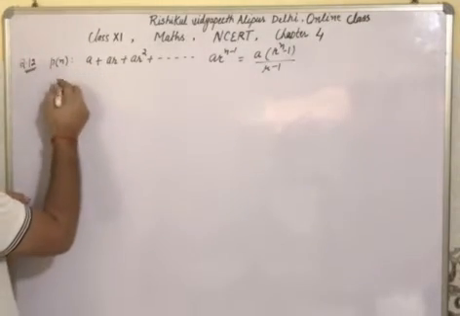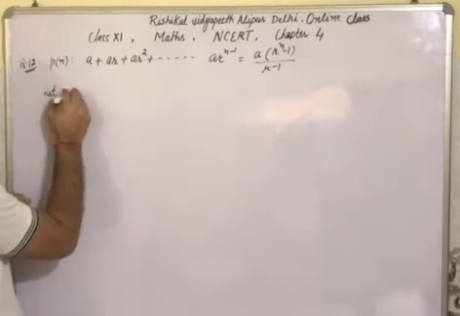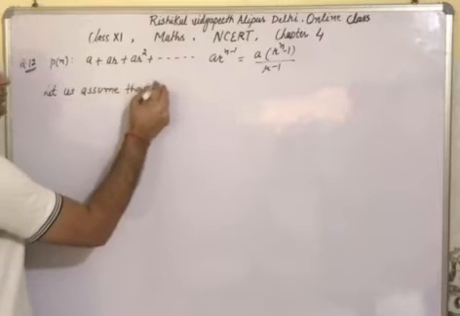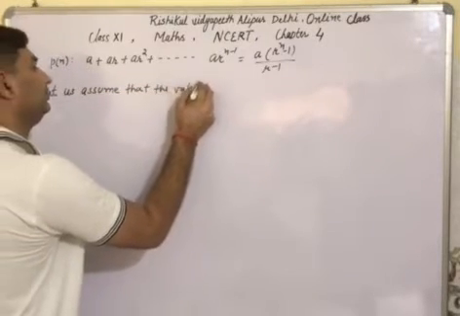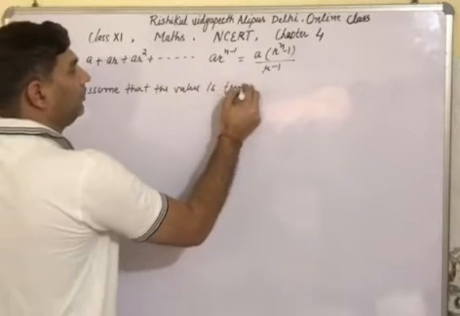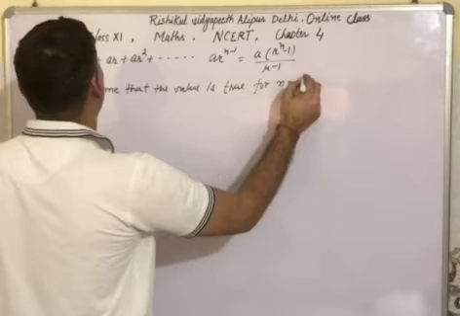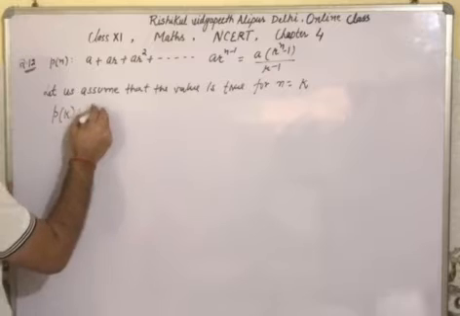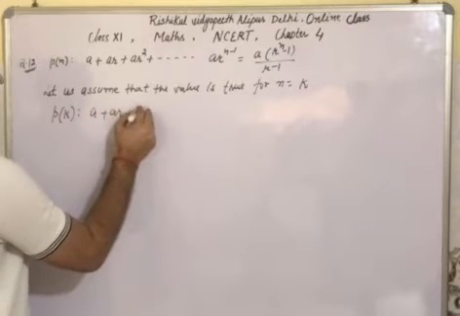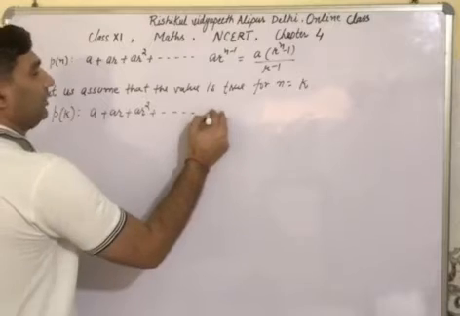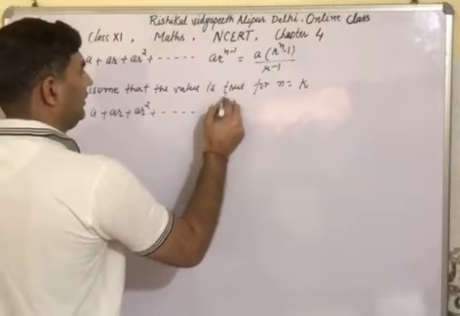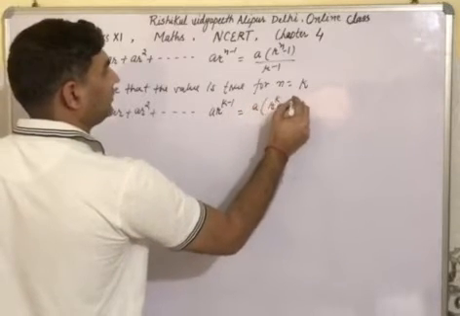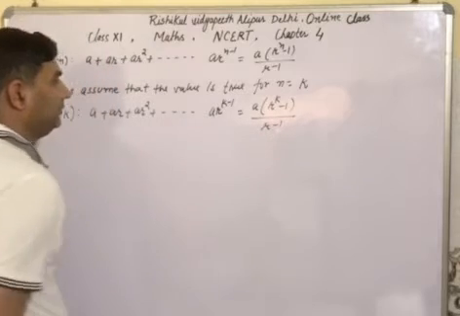Next, let us assume that the value is true for n is equal to k. Then P of k: a plus ar plus ar square and so on up to ar raised to power k minus 1 is equal to a into r raised to power k minus 1 upon r minus 1.